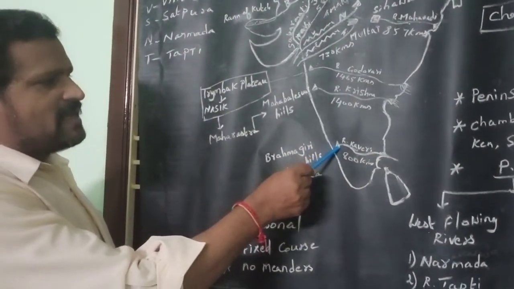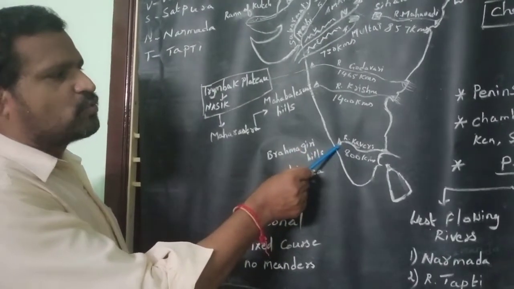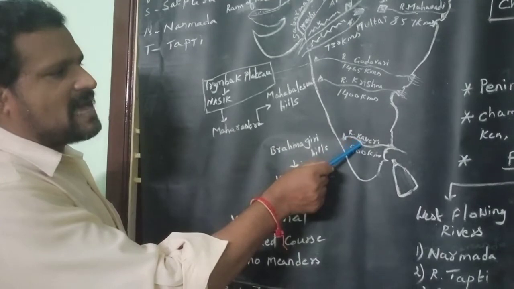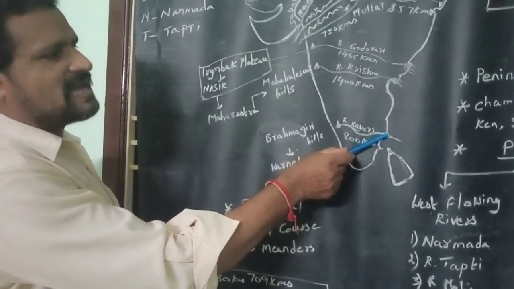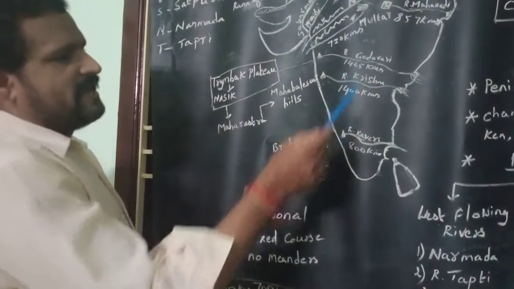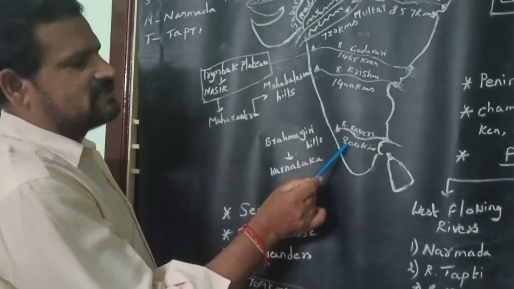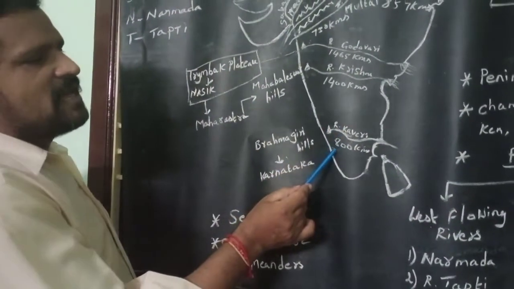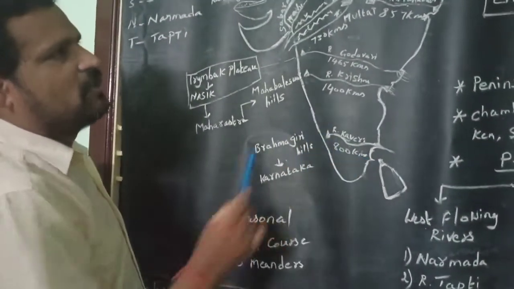River Kaveri rises at Brahmagiri Hills in Coorg district in Karnataka. This river flows through Karnataka, Kerala, and Tamil Nadu, and near Kaveripattinam reaches the Bay of Bengal. The length of the Kaveri river is approximately 800 km.